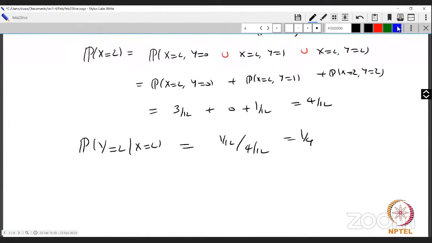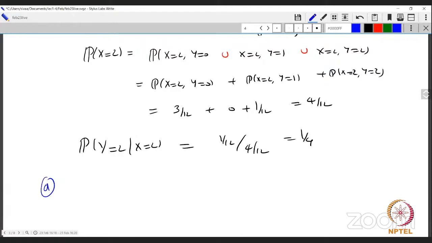Are x and y independent? How do you check that? Does anybody understand how to check independence? Okay, what's the answer? Do you think independent or not independent? Right. So you can check if probability x equal to 2 and y equal to 2 is the same as probability x equal to 2 times probability y equal to 2. Let's do that.